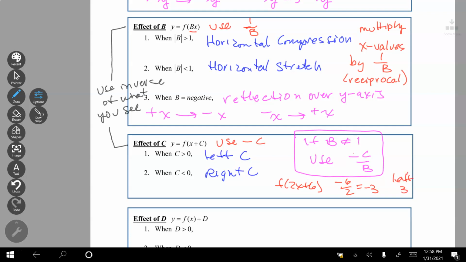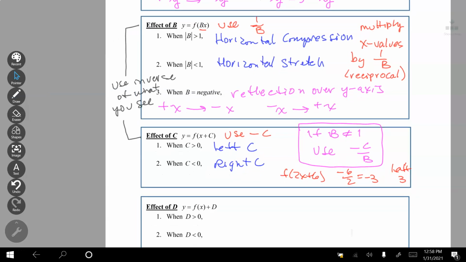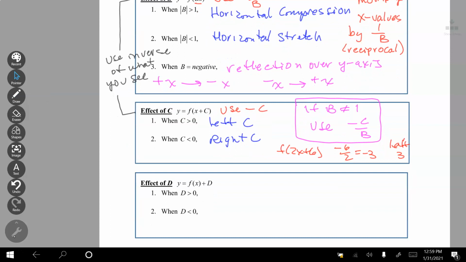Okay? By me putting the negative into C, I'm incorporating the negative idea already. I don't take the negative of the negative. That's undoing what I just did. And finally, probably the easiest one out of them all is this idea of D.